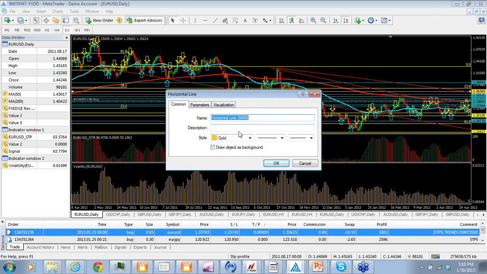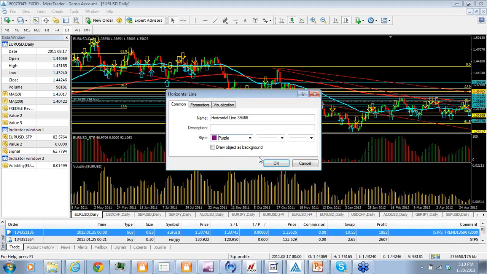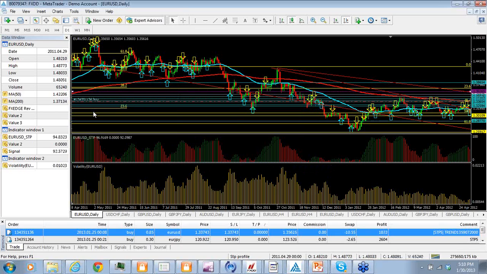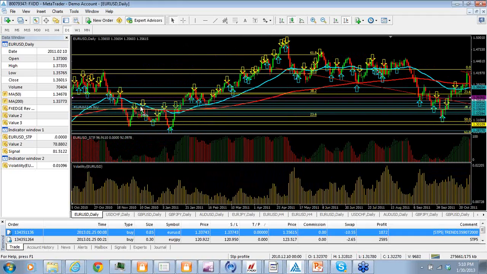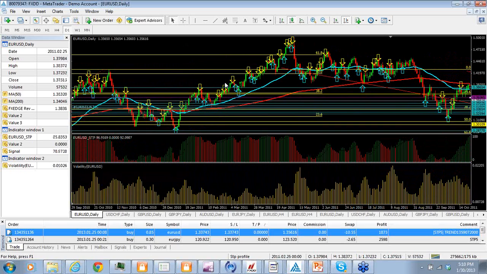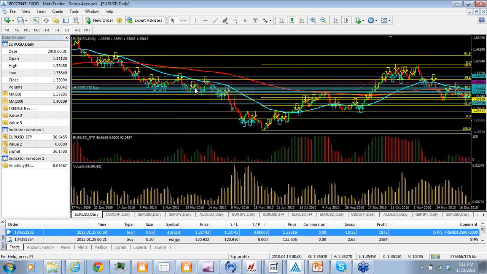Just using gold, that's not going to work here. Let's use a purple, so we can see it a little bit differently. 1.3640, 1.3650-ish. See if we have confirmation of that level. I think 1.3850 is a much stronger area level, from what I can tell. Yep, there it goes.